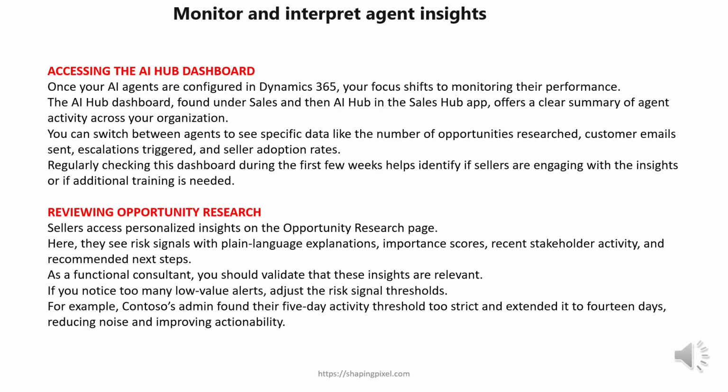Once your AI agents are configured in Dynamics 365, your focus shifts to monitoring their performance. The AI Hub dashboard, found under Sales and then AI Hub in the Sales Hub app, offers a clear summary of agent activity across your organization. You can switch between agents to see specific data, like the number of opportunities researched, customer emails sent, escalations triggered, and seller adoption rates. Regularly checking this dashboard during the first few weeks helps identify if sellers are engaging with the insights, or if additional training is needed.